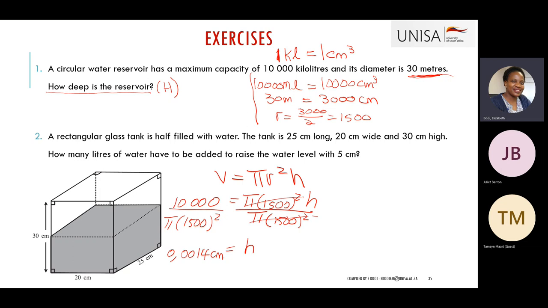Is 30 meters equivalent to 3,000 centimeters? So let's see. Centimeters, and we divide that by 2, which is 1,500 if we convert it to meters.